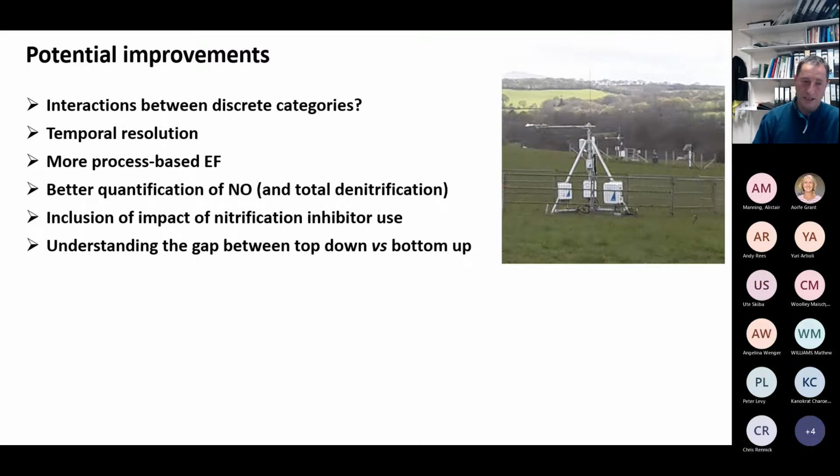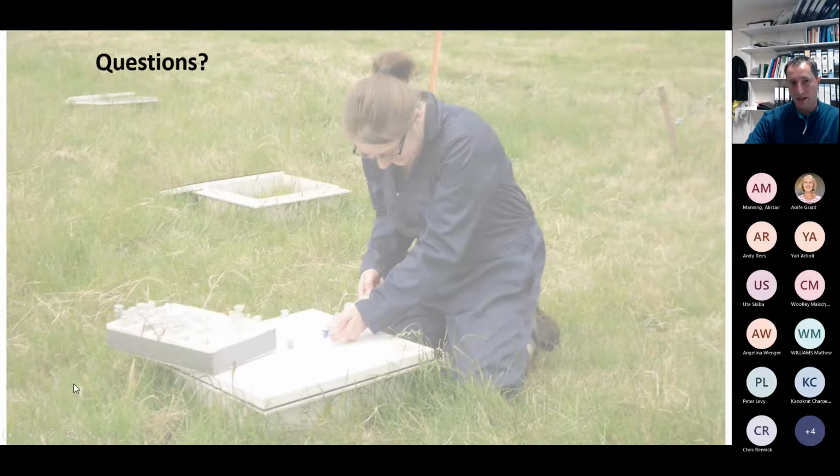And then one for Alistair, understanding this gap between top-down measurements using tall towers, atmospheric dispersion modelling, and so on, versus this bottom-up approach that we use in the inventory. And there is a gap, and it would be good to know, are we missing something there, or are our emission factors not quite right? And I will stop there.